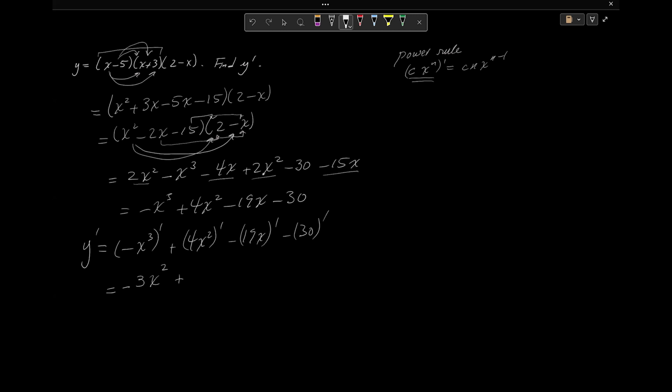The second term, 4 comes along for the ride. Derivative of x squared, we drop the 2, x to 1 less power. You have negative 19x. So derivative of that is just negative 19. Derivative of 30 is 0.